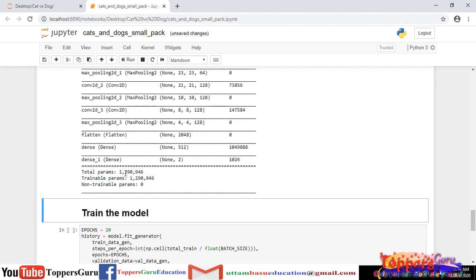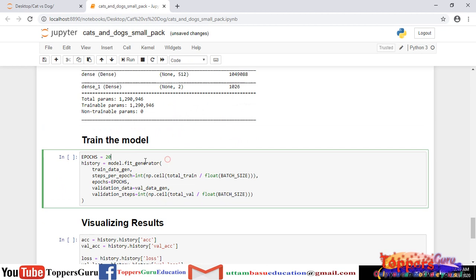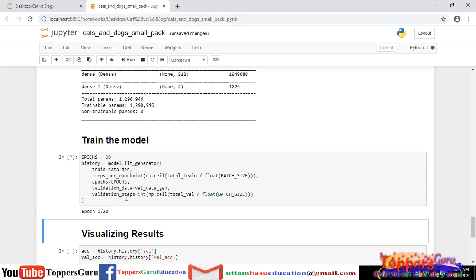The total number of parameters is finally 12,90,946. Now we will train the model with the epochs. Suppose I take here anything as you want. I am taking 20 epochs, and I just run this cell because it will take more time.